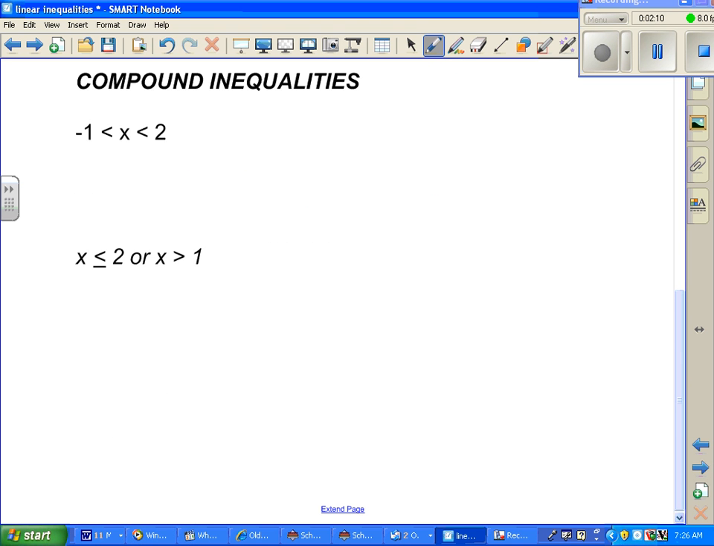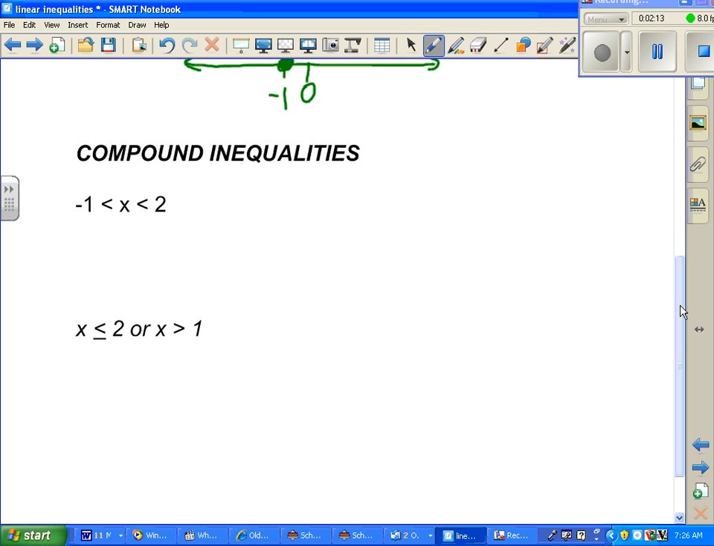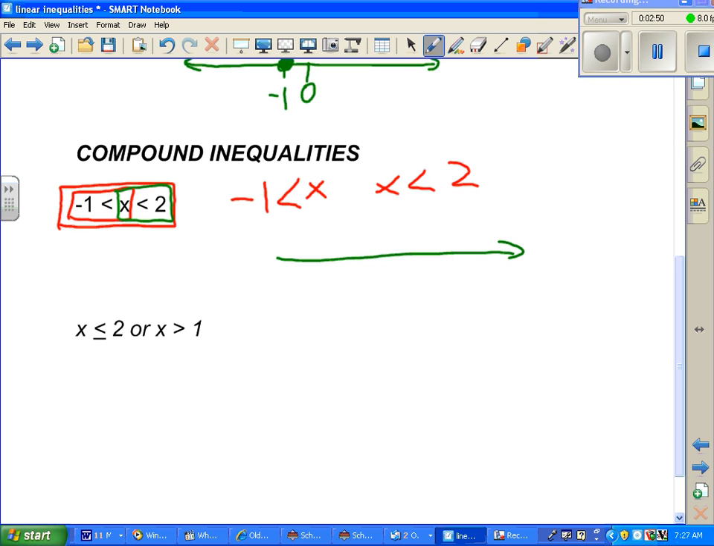Compound inequalities. These ones tend to confuse folks. Don't get confused with this. When we get into our quarter projects, this is what you're going to be dealing with. So let's go ahead and visit about this. These are basically bounds. What you're going to do is break it into two equations. -1 is less than x, and x is less than 2. So the x goes with this piece, and the x goes with this piece. Now we're just going to graph them all on the same number line.